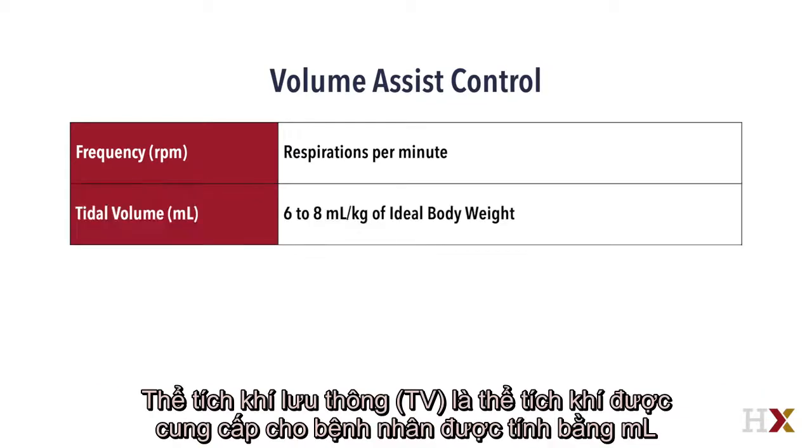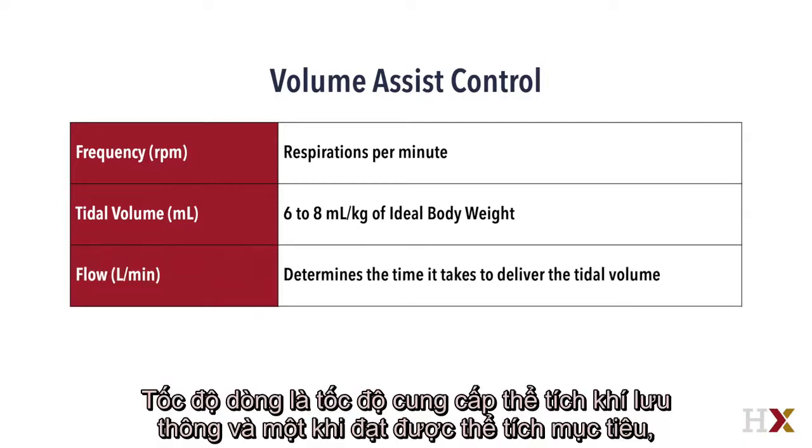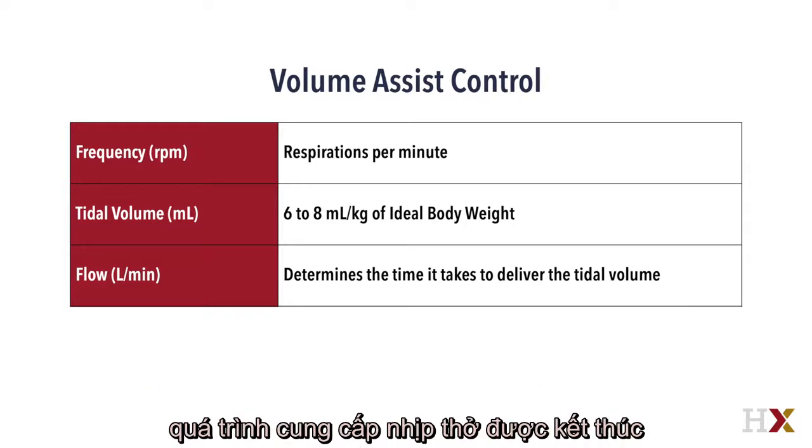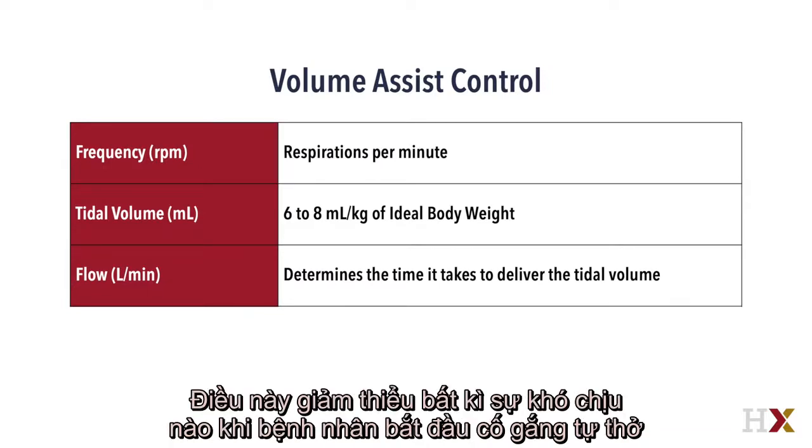Tidal volume is the volume delivered to the patient in milliliters. The acceptable range, as already mentioned, is between 6 to 8 milliliters per kilogram. Flow is the speed at which the tidal volume is delivered, and once the target volume is reached, the breath delivery has ended. A normal setting for flow is between 50 and 60 liters per minute. This minimizes any discomfort when patients begin making spontaneous efforts.